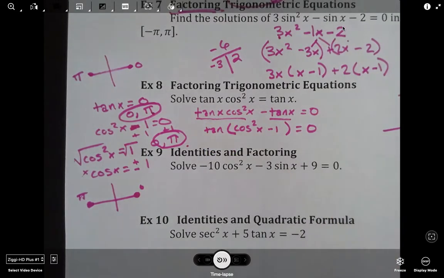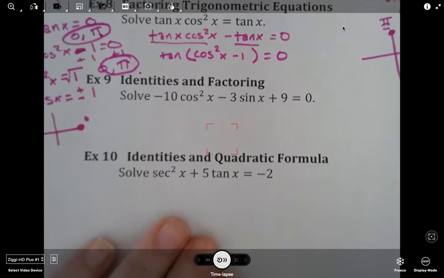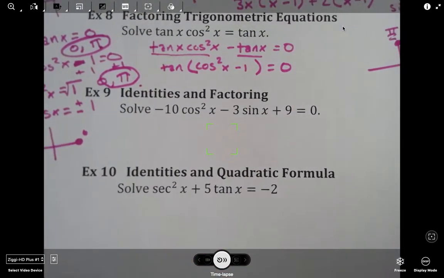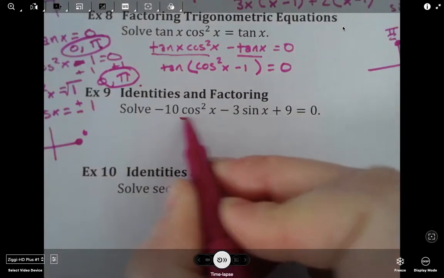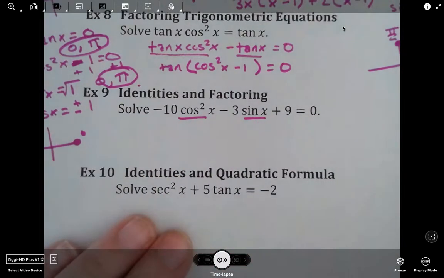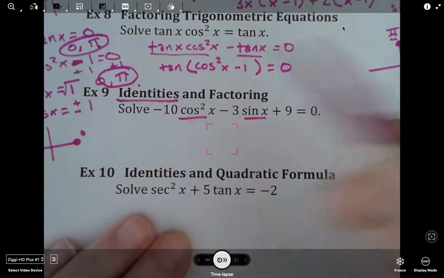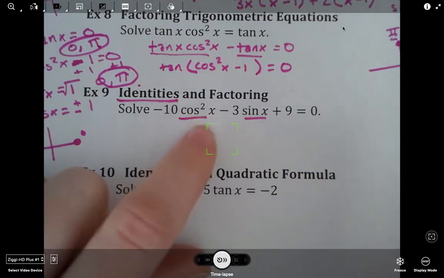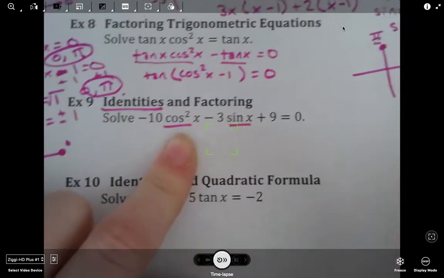All right, example 9. We're almost done. This is another factoring one. So this is a Cody's method, except we have cosine and we have a sine going on. So we've got to do one thing first before we can use Cody's method and solve this thing. Okay, cosine squared, sine squared, we have to use an identity. Anytime I see a squared value, I automatically think of the Pythagorean identities.